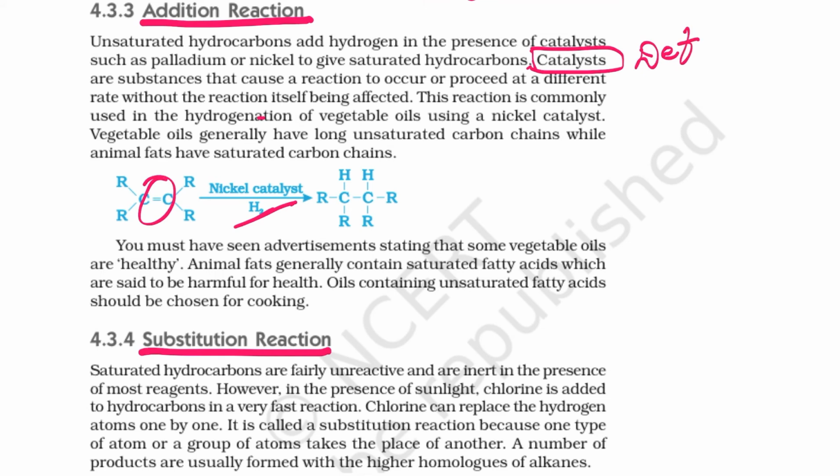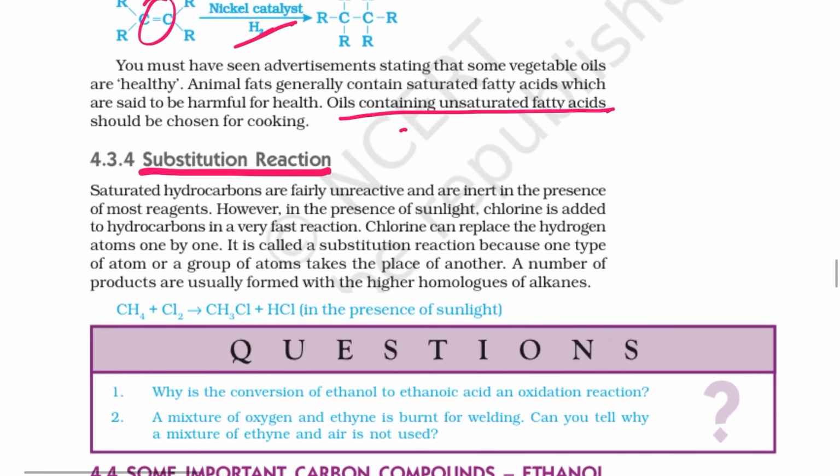This reaction is commonly used in hydrogenation of vegetable oil using a nickel catalyst. Vegetable oil generally has long unsaturated carbon chain while animal fat has saturated carbon chain. So you must have seen advertisements stating that every vegetable oil is healthy. Animal fats generally contain saturated fatty acids which are said to be harmful to the health. Oil containing unsaturated fatty acids should be chosen for cooking. This is the reason why you should be very selective.